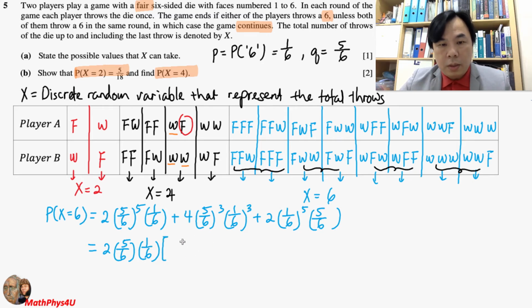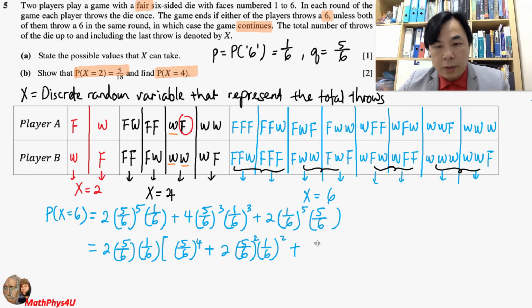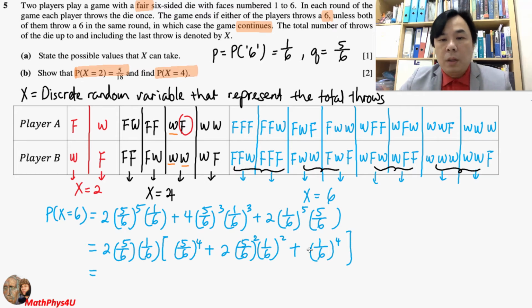And then once I did that, I will get this. And then this part will be like, let me see here. I will have 1/6 here, 2 actually. Yeah. And then finally I will have 1/6 of a 4.